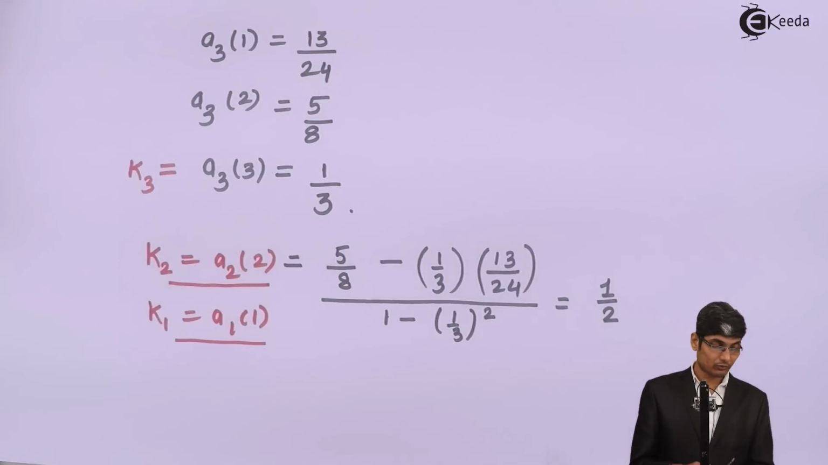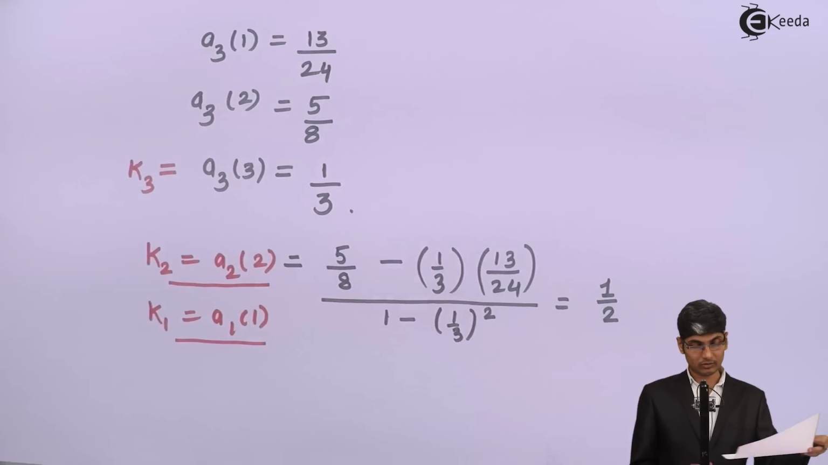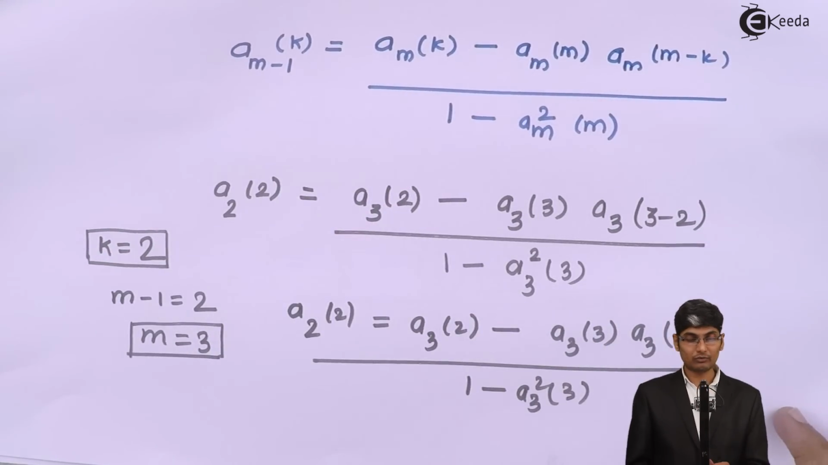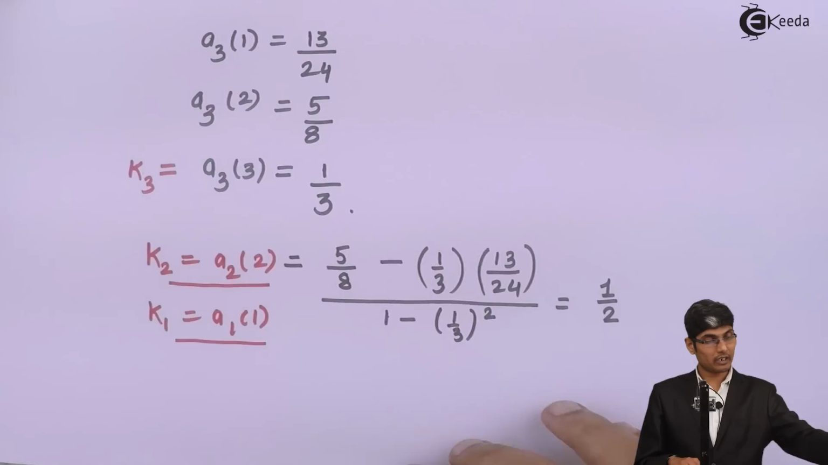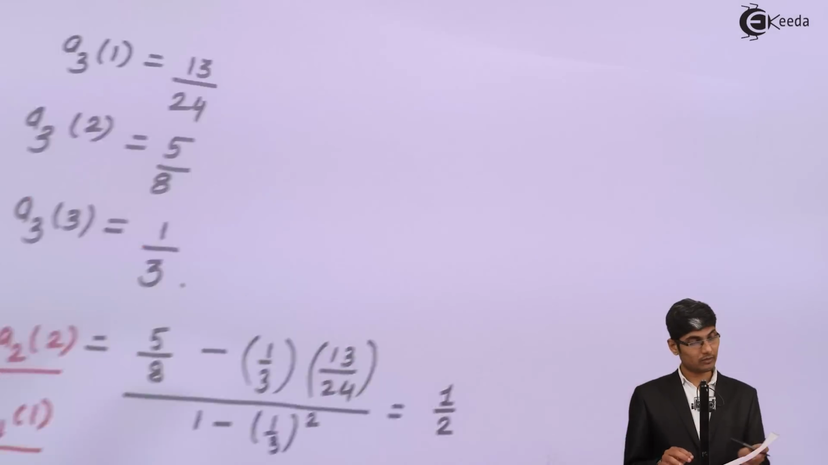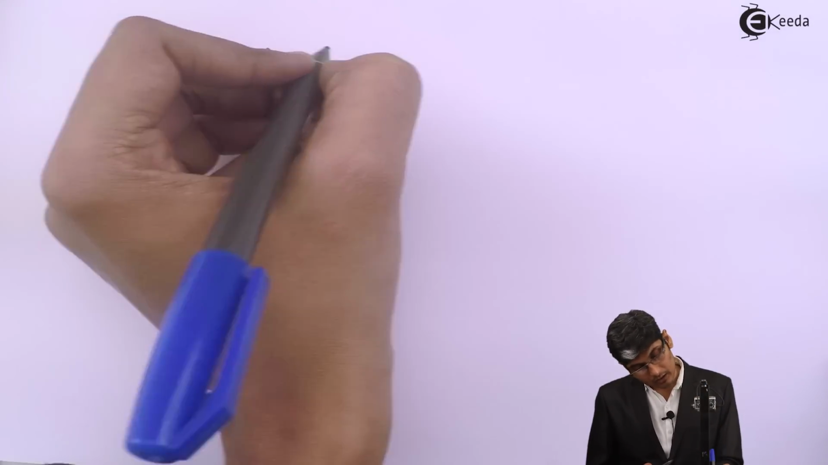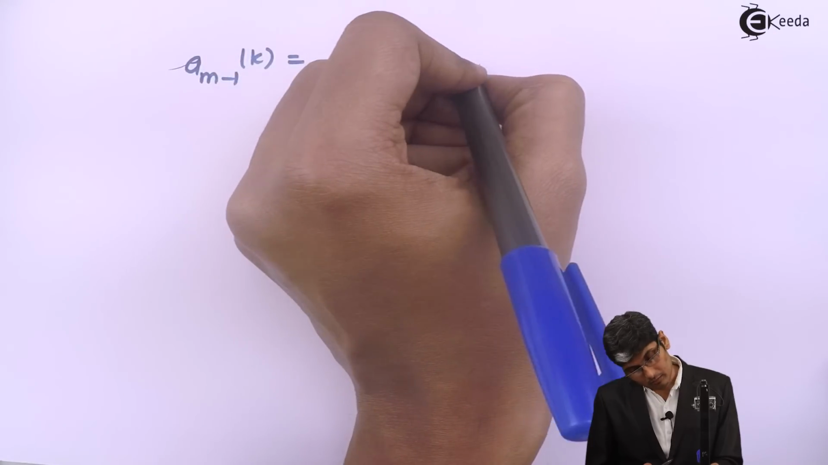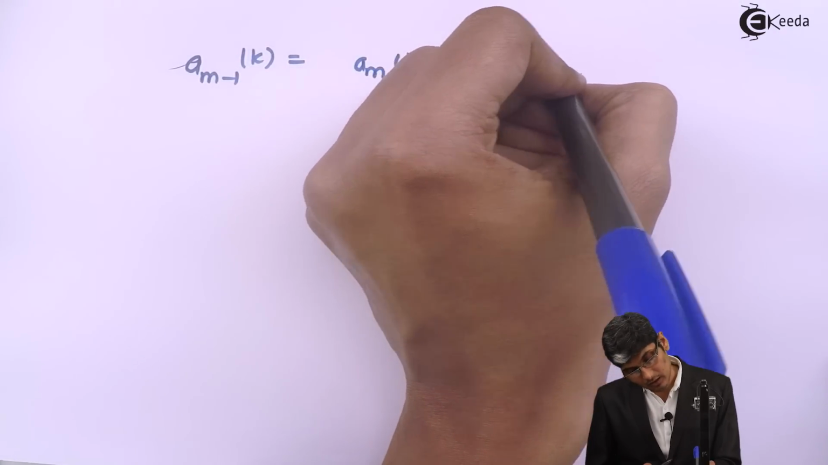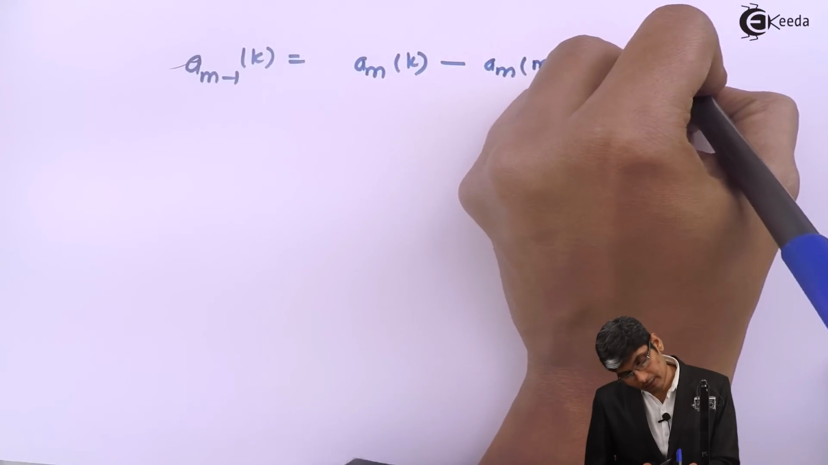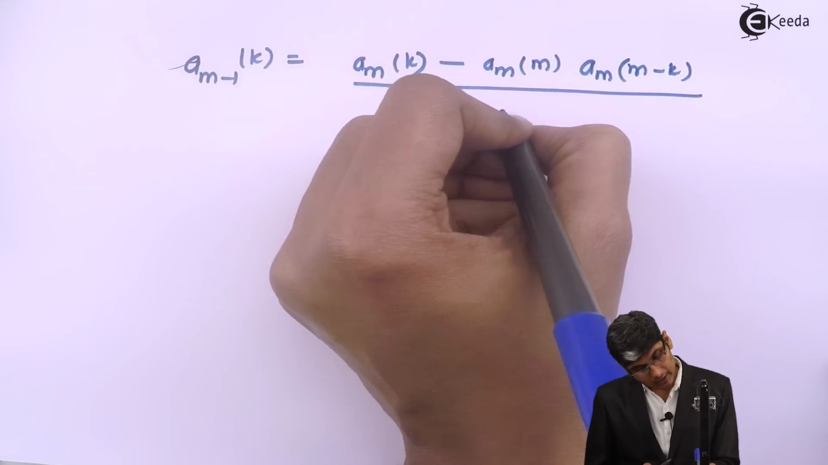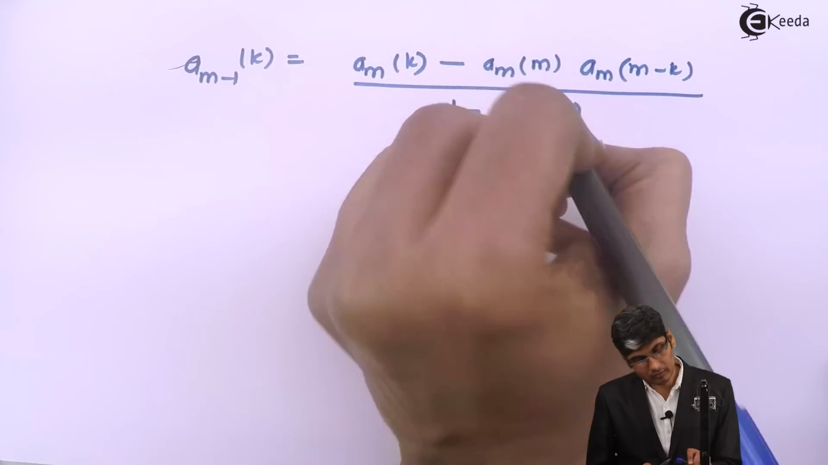Now we wanted to find A1 of 1, which is K1. To get A1 of 1, we'll be using the same recurrence. I will write that recurrence equation in front of your eyes again. It is A(M minus 1) of K equals A(M) of K minus A(M) of M times A(M) of M minus K, all divided by 1 minus A(M) square of M.